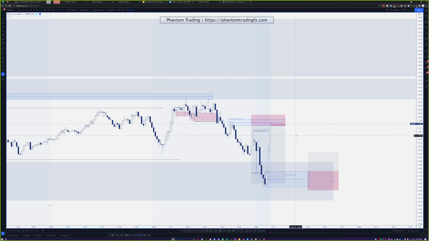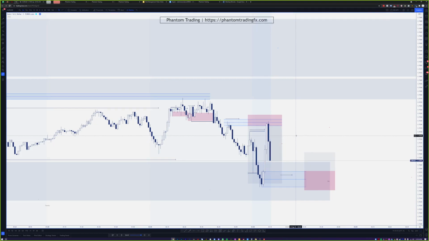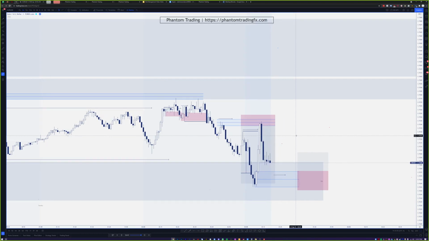We're just looking for sweeps of liquidity a lot of the time, and chains of supply and demand, which is what we used to call bearish and bullish order flow. It's the same thing.